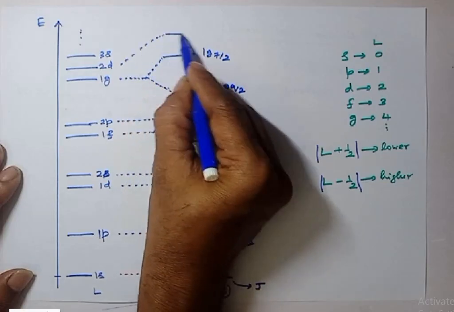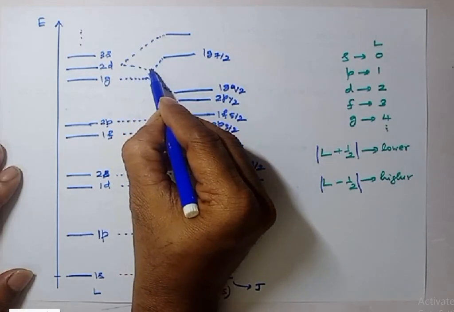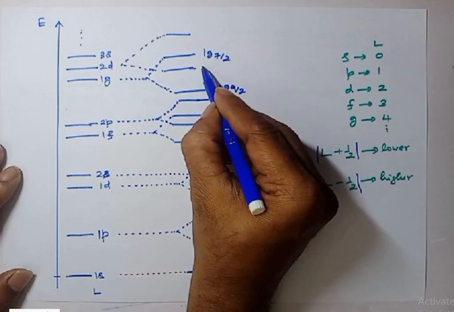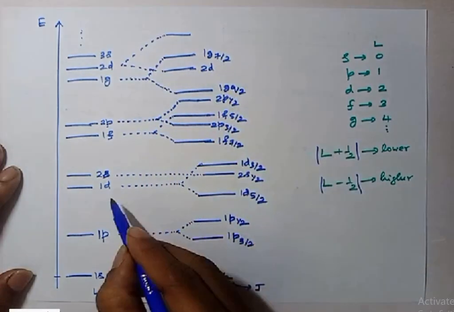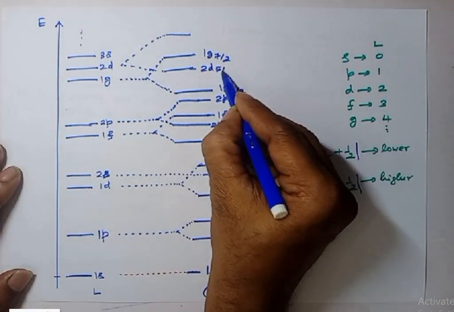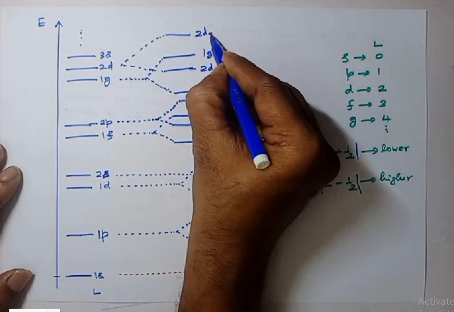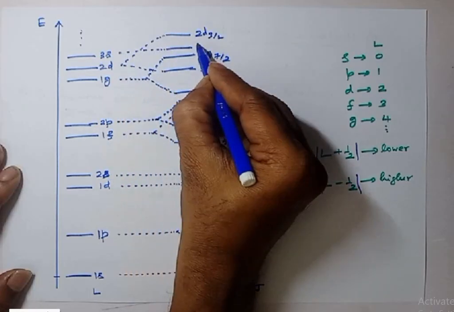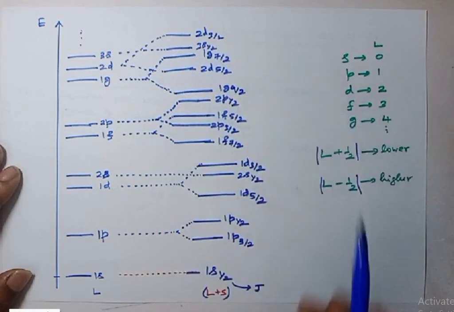2D will split into 2. We draw here. 2D will split into 5 by 2 and 3 by 2, right? S does not split. S remains as such. So 3S 1 by 2 remains as such.